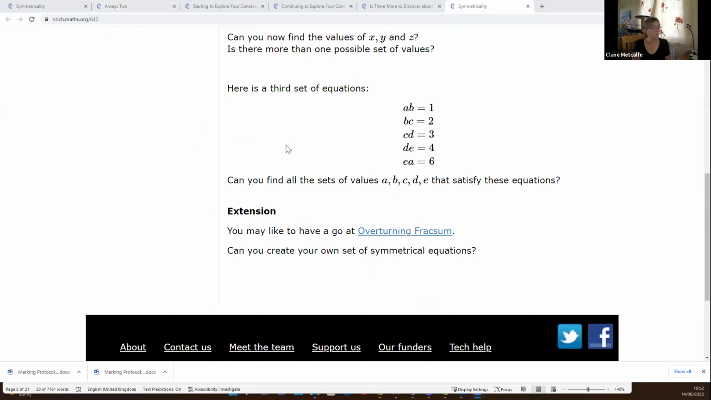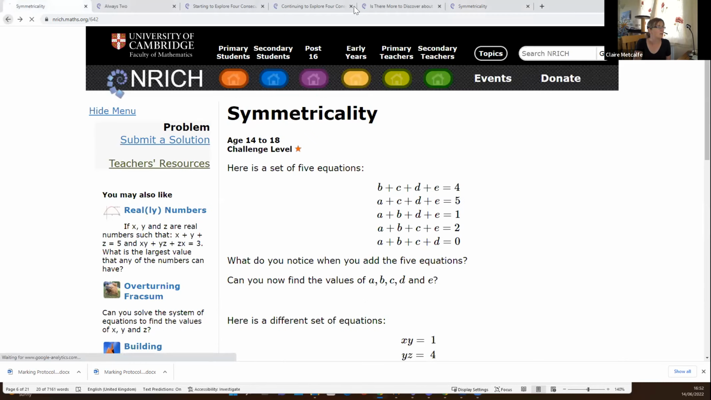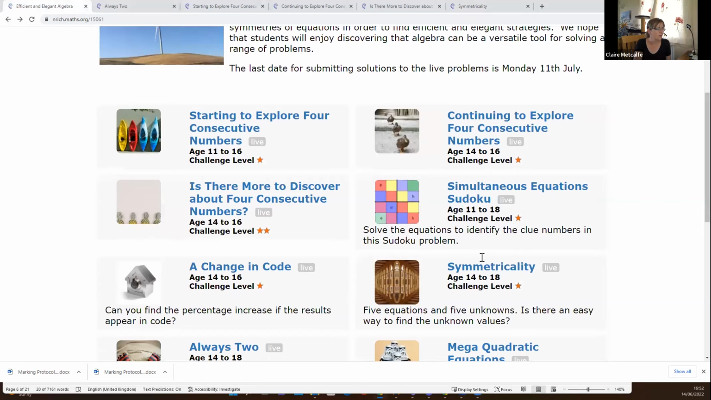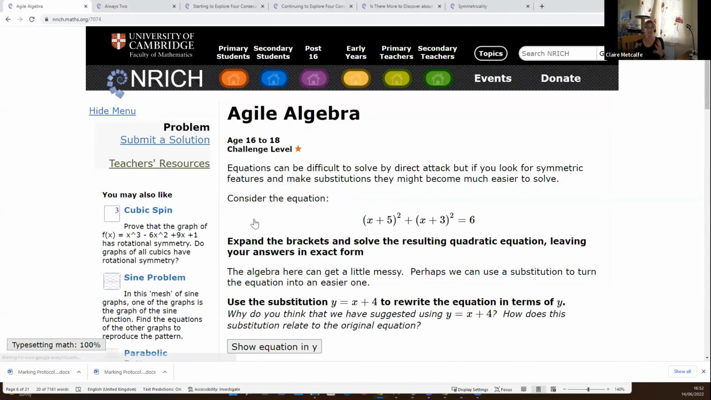We've got 8 minutes. The other question that I want to just talk about very quickly is called Agile Algebra. So we've got a few more questions which are all about algebra. Agile Algebra, again, this is the idea, it's slightly different to the last one. It's not about making things look more complicated in order to make them easier. This is a question which is all about, is there any symmetry that we can exploit to make things easier?